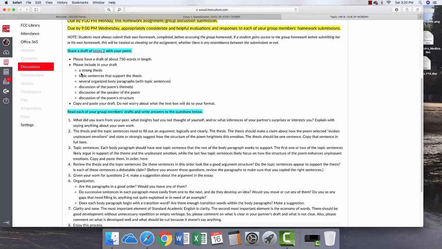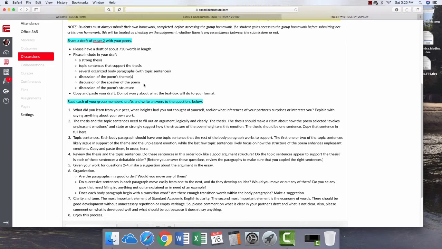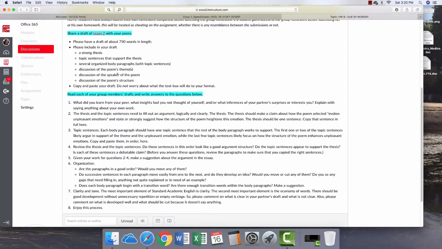Please include in your draft a strong thesis and topic sentences that support the thesis, so make sure that these are arguments. Literary analysis is always an argument paper. You are making points that can be debated, right? We're not dealing with right and wrong answers, and we're not just filling out reports. We need critical thinking, and we need argumentation.